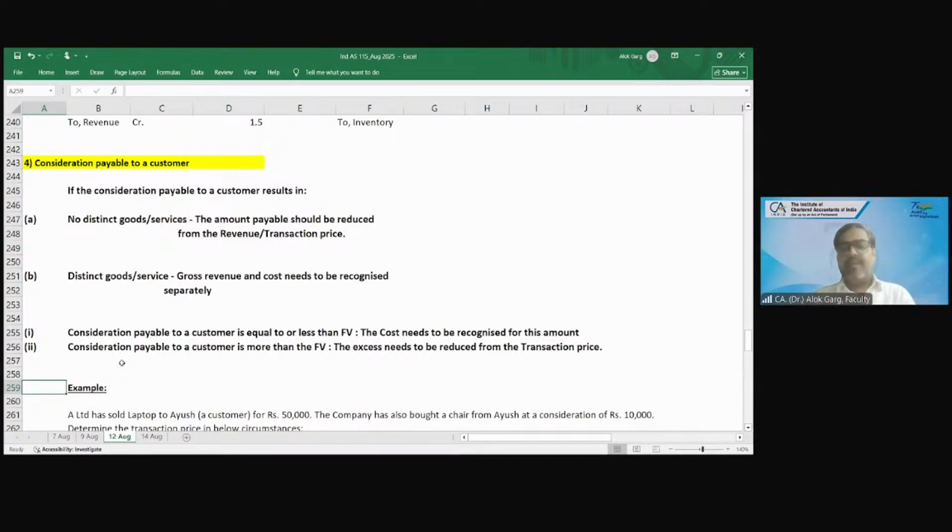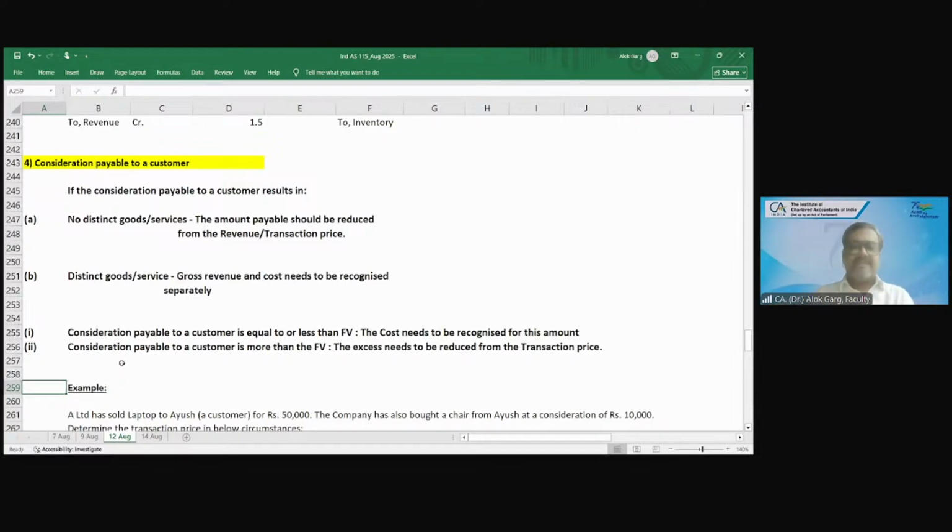The fair value of the chair is 5,000 rupees. I have collected 10,000 rupees from Neha and I have paid 5,000 rupees to Neha. In this case, what is my revenue and what is my cost? My revenue is 10,000 rupees and my cost is 5,000, which means I will recognize that as an asset. Cost का मतलब मैं expense recognize नहीं करूंगा. Asset है तो मैं क्या recognize करूंगा? Asset recognize करूंगा, not the expense.